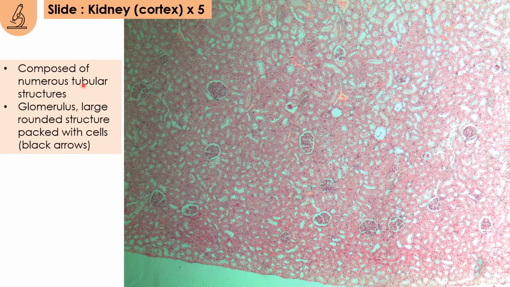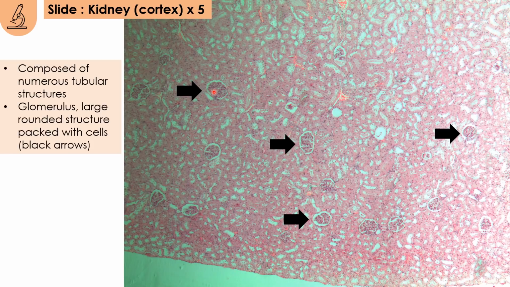If you look at the cortex of the kidney, you can see this rounded structure, the tubular structure. It is composed mainly of numerous small tubular structures. And then you can see this, isn't it quite peculiar? A large rounded structure here. You can see several of them: 1, 2, 3, 4.